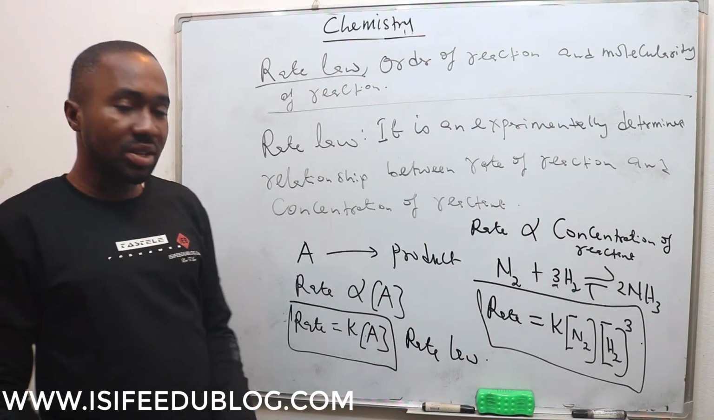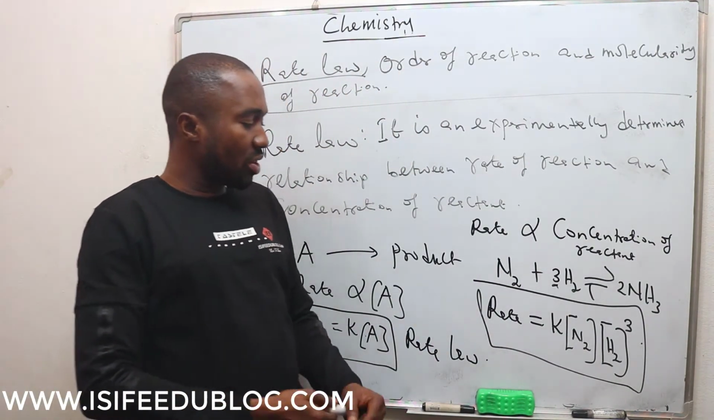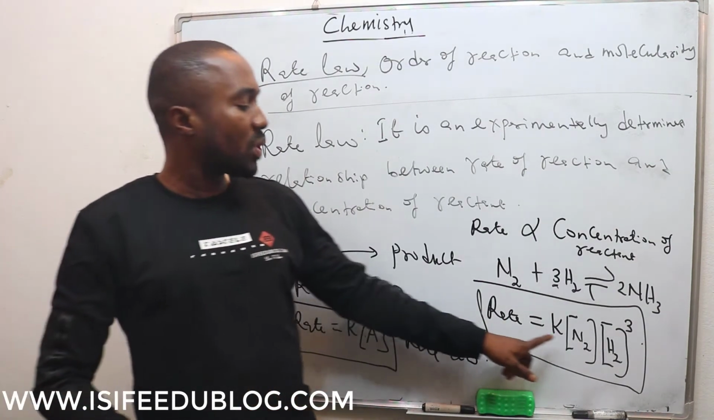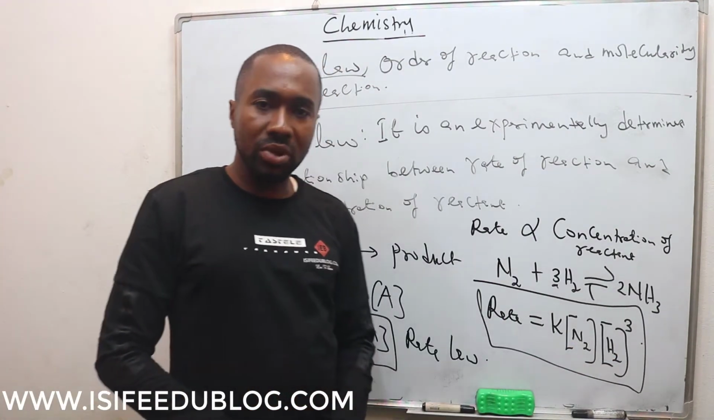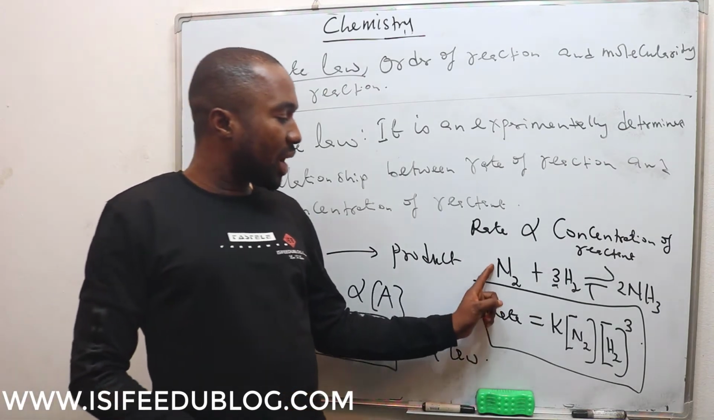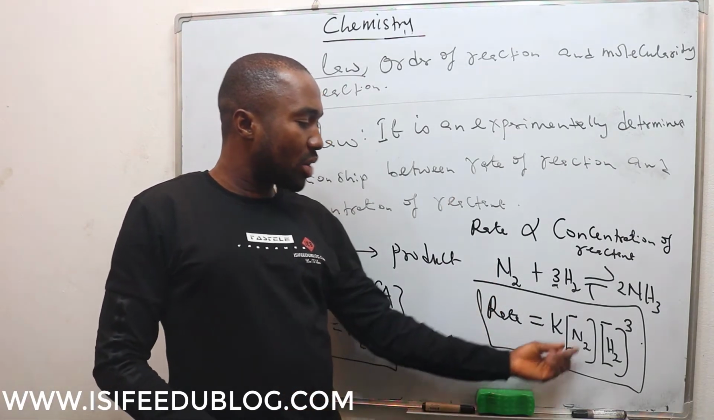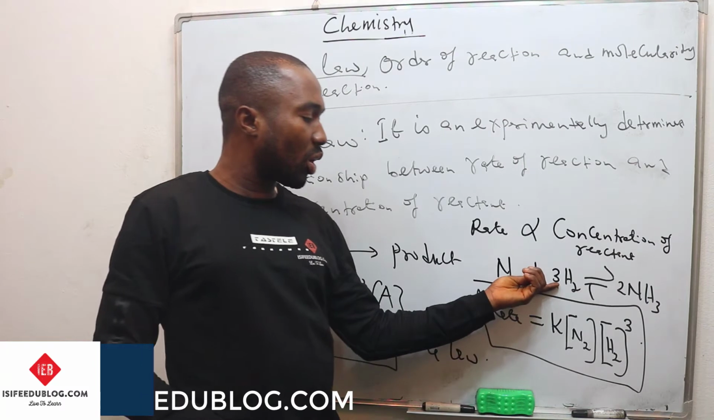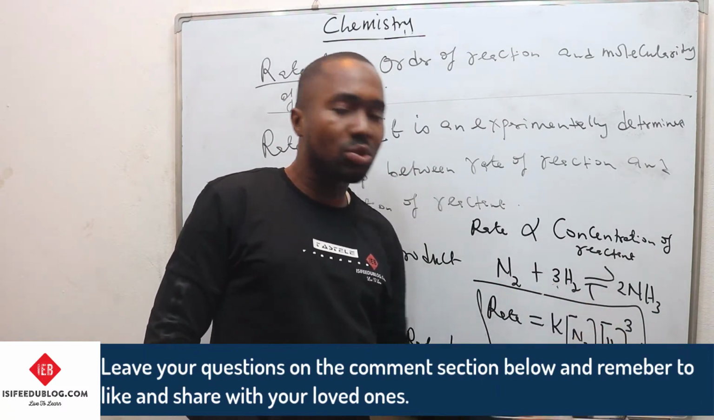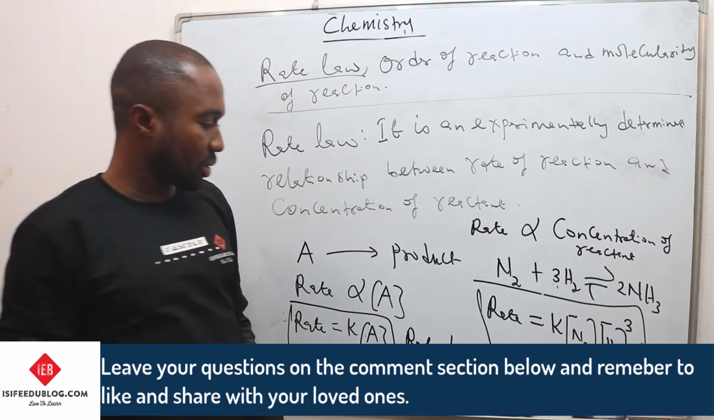So that's how to write the rate law for a reaction. It's just a relationship between rate of reaction and the concentration of the reactant. If the number of mole there is 1, you raise it to power 1. If the number of mole of the reactant is 2 or 3, you raise it to the power of the mole.